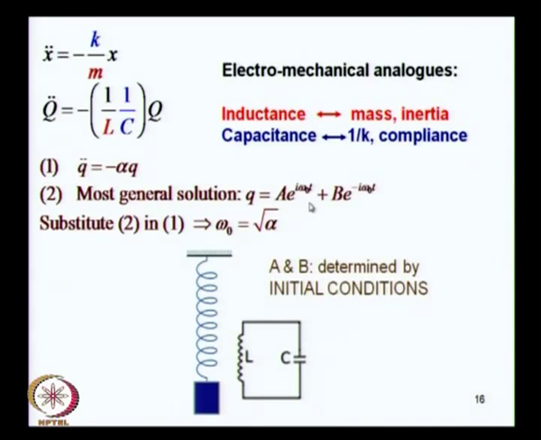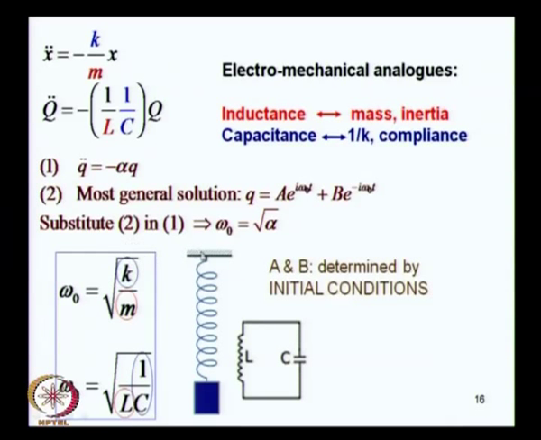So a and b are to be determined, and these will be determined by the initial conditions, and you need two initial conditions for this. One is what is the value of q at t equal to 0, and what is the value of q dot at t equal to 0. So these are the initial position and initial velocity for a mechanical system.